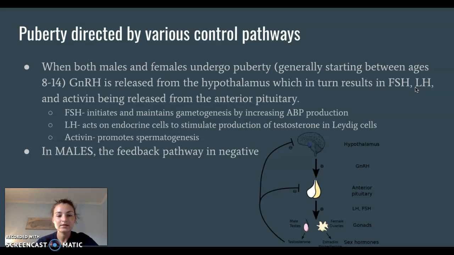So in males, the feedback pathway is negative. In females, it's a little bit more in depth. Sometimes it's negative, sometimes it's positive, but we're just focusing on males right now.